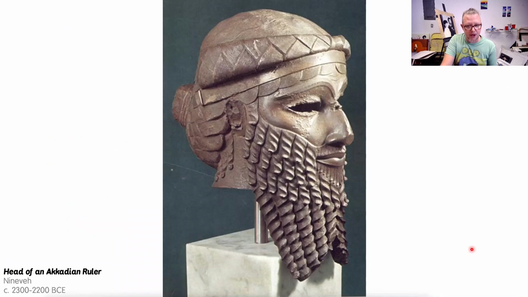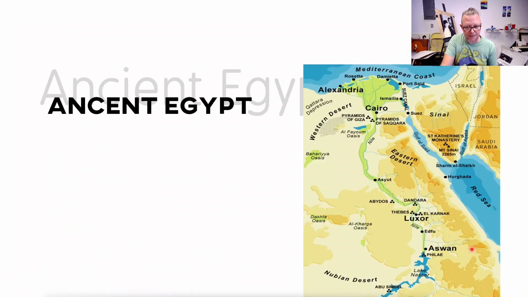I mentioned that because when we get to ancient Egypt, we have the fertile Nile River, which was in its case protected by desert on both sides. That allowed civilization to flourish in this narrow strip of land that follows the Nile River in Egypt.